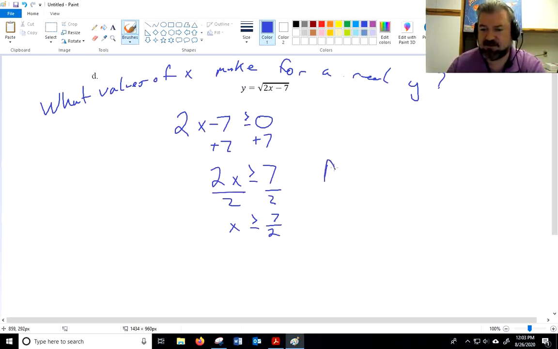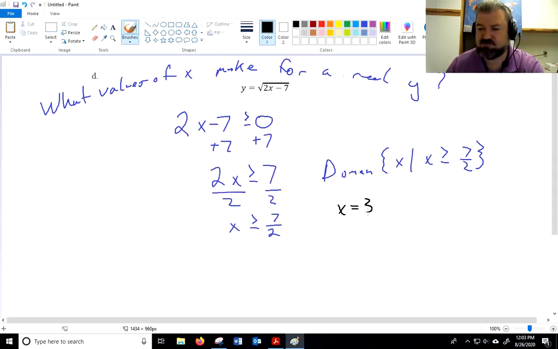So I'm going to say that my domain is x such that x is greater than or equal to 7 over 2. 7 divided by 2 is about 3.5. So what we're saying is that if we were to put in a number like 3, we would not get a real number output. So let's try it, because this shouldn't work. This should not be in our domain, right?